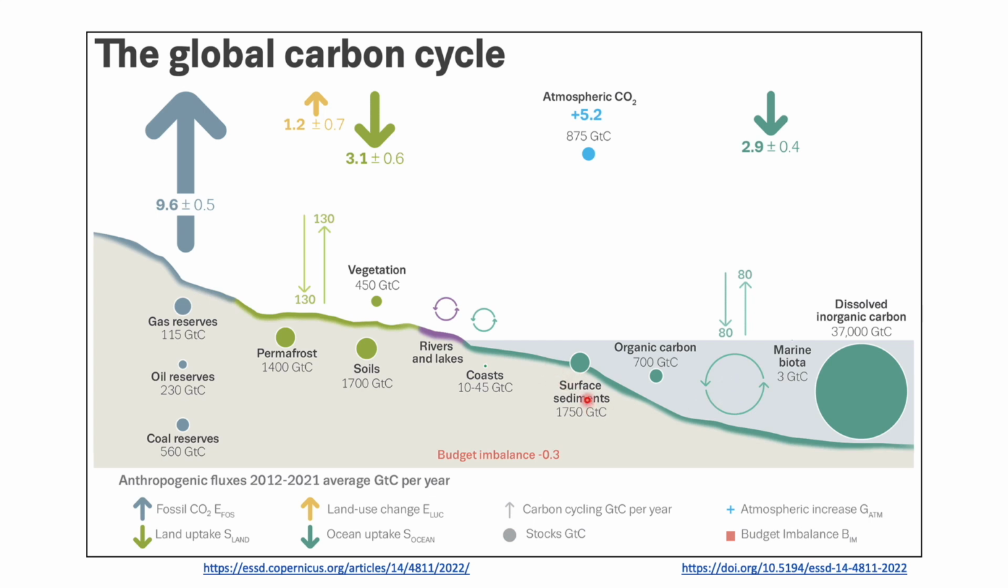And there are also surface sediments in the coast, and the rivers and lakes also bring in some amount of carbon to the ocean. And the atmosphere also has carbon dioxide. Similarly, the natural resources like gas, oil and coal reserves also have carbon. And permafrost has 1400 gigatons of carbon which may also be released. So these are all the various amounts of carbon present in the global carbon cycle.